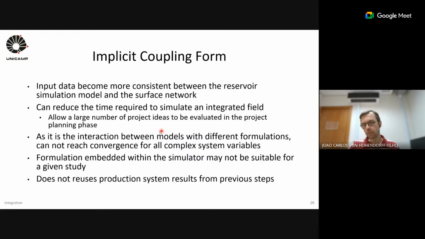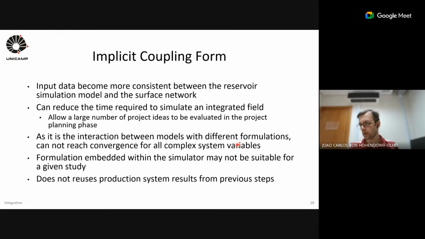But how is the interaction between models with different formulations? It's an interesting point here. You cannot reach convergence for all complex system variables. Sometimes you can have some problems obtaining the convergence of your system. Okay, it needs to be well implemented in the simulators to avoid this kind of problem.